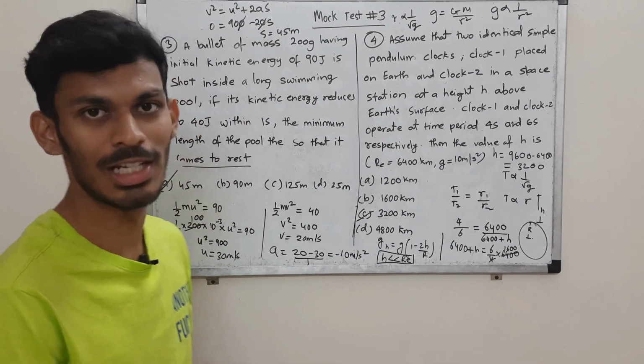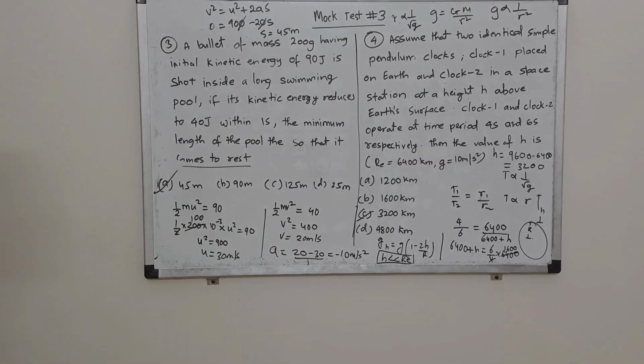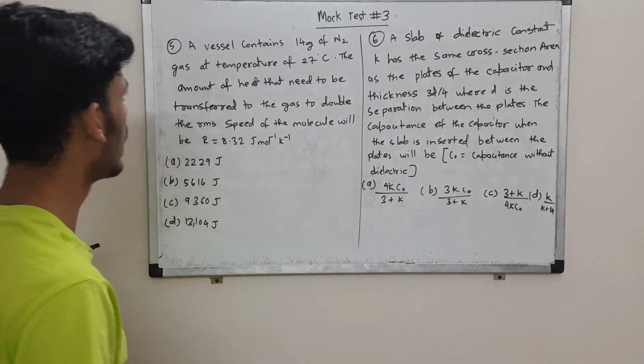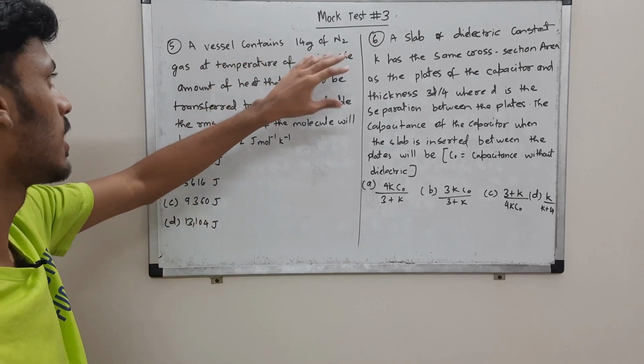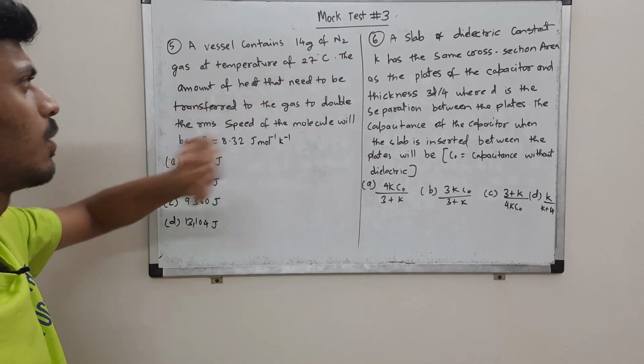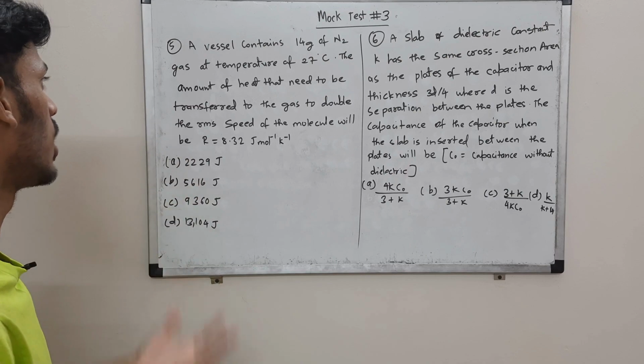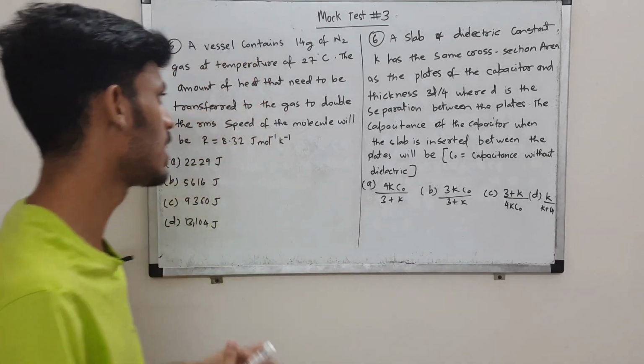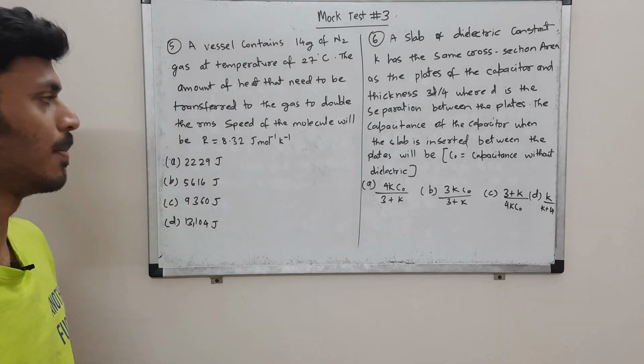That's it for this question. Over to the next questions, question number 5 and 6. In question 5, we have a vessel which contains 14 grams of nitrogen gas at 27 degrees Celsius. You are supposed to tell the amount of heat that needs to be transferred to this gas in order to double its RMS speed.